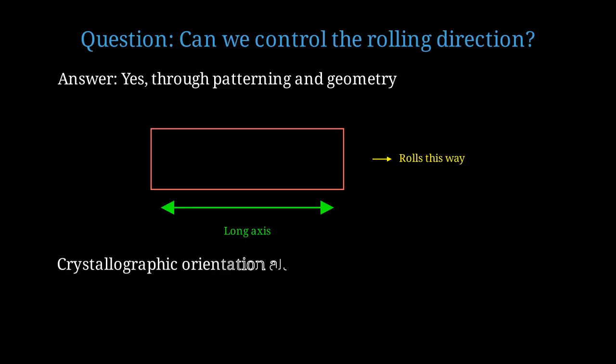The crystallographic orientation of the layers also affects rolling. Different crystal directions have different elastic properties, so the tube may prefer to roll along a specific crystallographic axis.